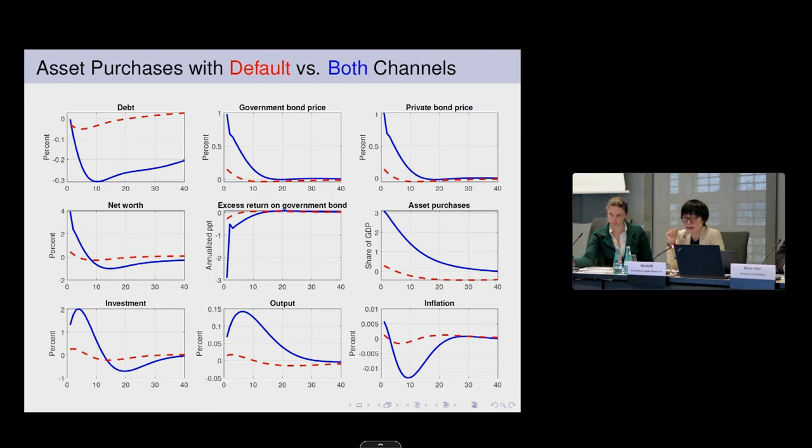And on the other hand, when you only have a default risk channel here, the asset purchase triggers a smaller impact. But it's really because the impact from the liquidity risk is much stronger than the default risk per se in this model.